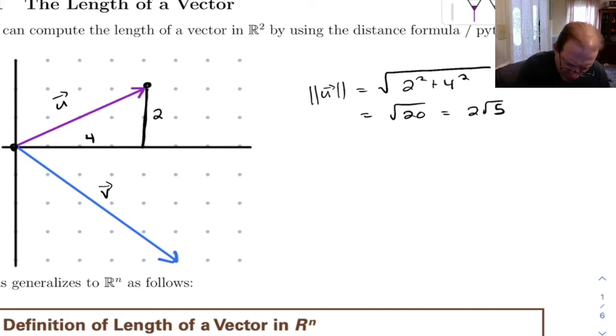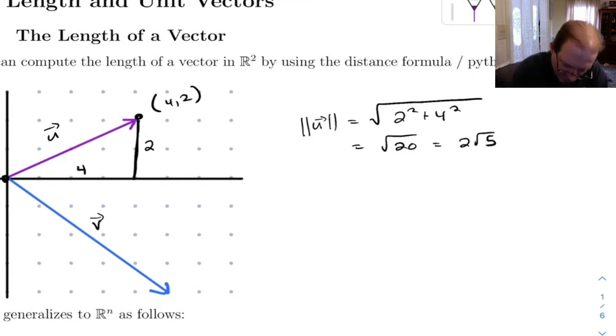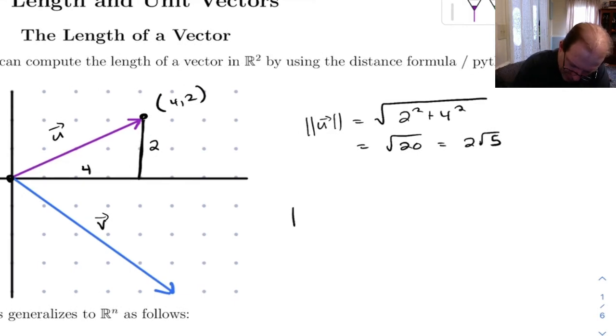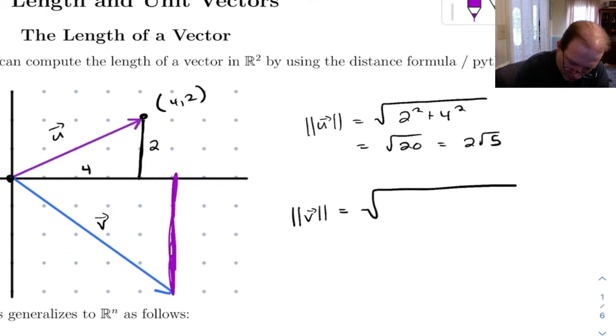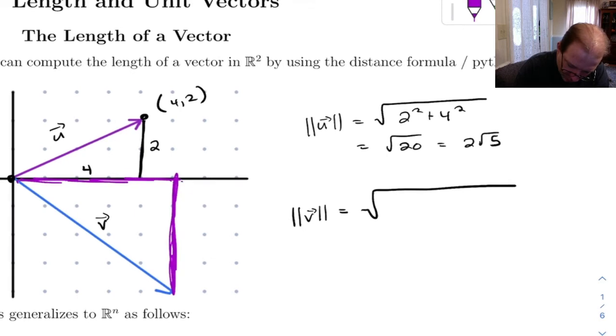So notice really all we did there was, this was the point 4, 2. So we wound up squaring the 2 and the 4, adding them together, and that's what the Pythagorean theorem gives us. For this V down here, if we want to find the length of V, it's going to be the square root of this side length plus this side length. So what are those? This one is 1, 2, 3, 4, 5. And the other one is 1, 2, 3, 4.